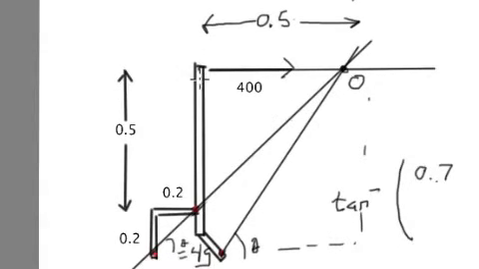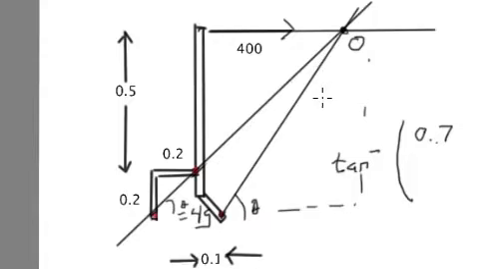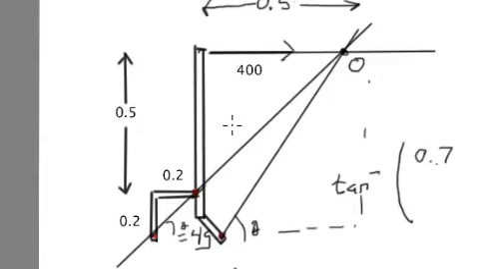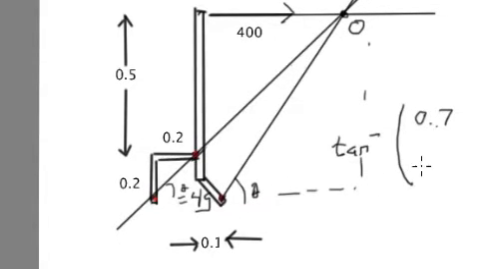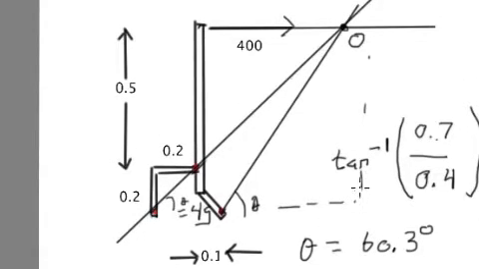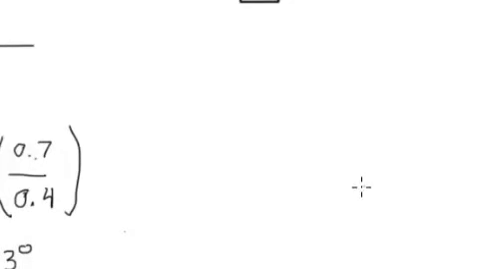Well, we know from this point to here it's 0.5 over, but we're starting here at 0.1, so it's 0.5 minus 0.1, 0.4 over. This is tangent to the minus 1. So theta here is going to equal 60.3 degrees. And that's all the information we need to go ahead and start solving the problem.